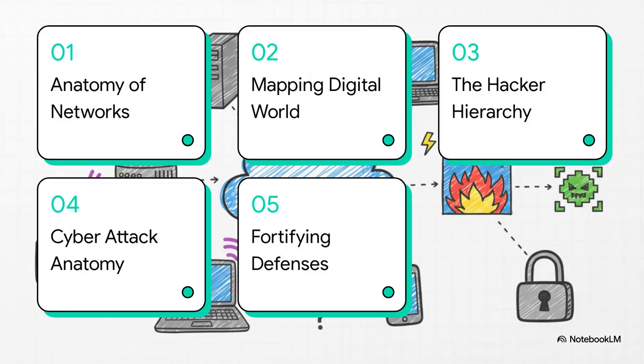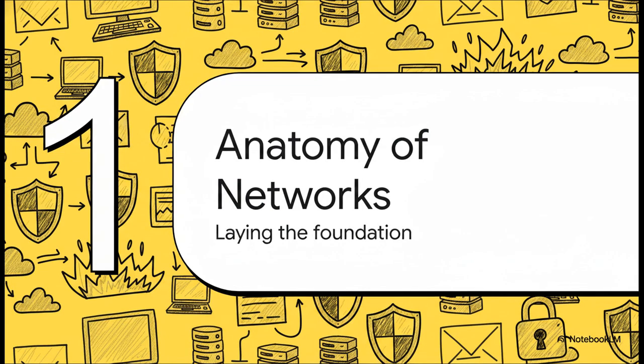Okay, here is the blueprint for today. We're starting with a foundation in Section 1, the anatomy of networks, followed by Section 2, mapping the digital world. Then we'll pivot to the cybersecurity side with Section 3, the hacker hierarchy, Section 4, anatomy of a cyber attack, and finally wrap it all up with Section 5, fortifying your digital defenses. All right, Section 1, the anatomy of networks. Let's lay that fortress foundation.